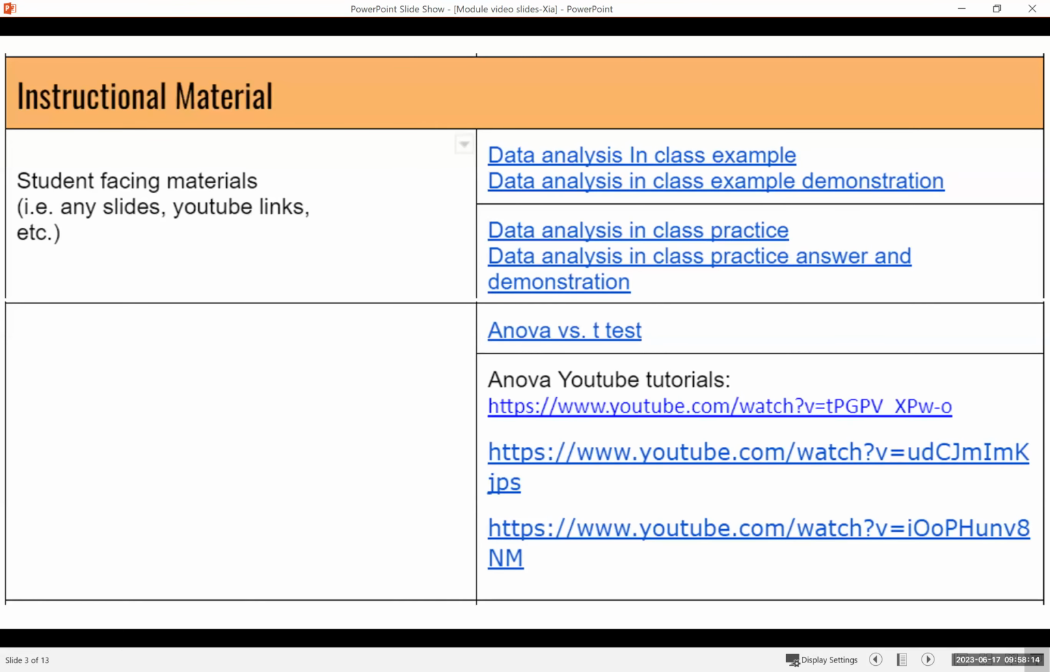One week before this module, the students were given some reading materials. One was a written instruction on how to use ANOVA and t-test. And then also I gave them 3 YouTube links where the student can find information on how to use Excel to conduct ANOVA and t-test.